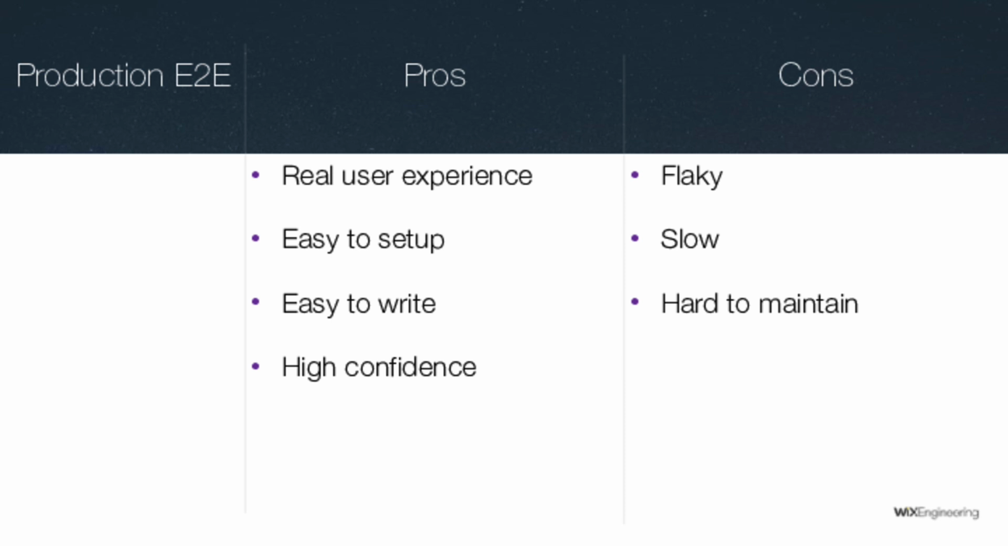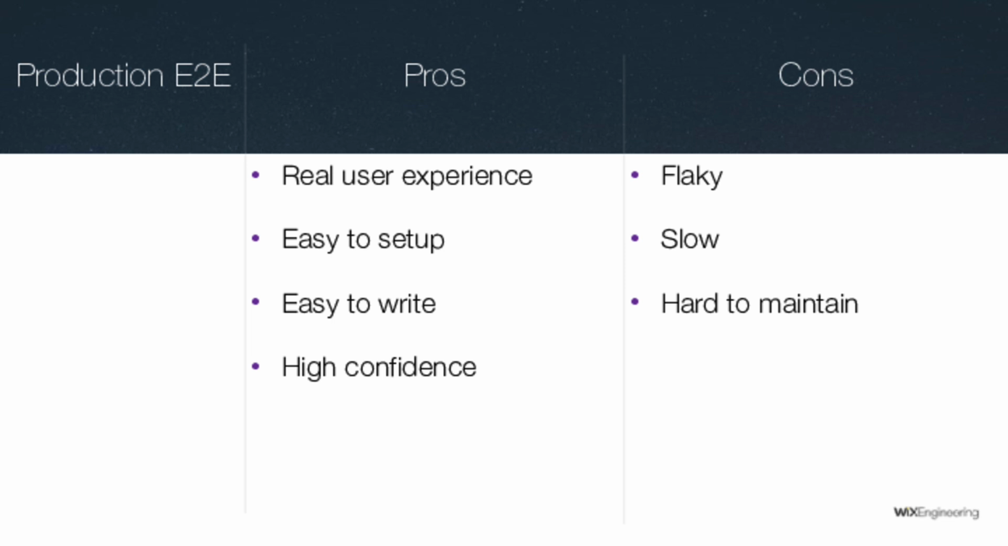It is the closest thing to a real user, and it has many uncontrollable variables, and each can affect the test outcome, of course. If the network is down, the test will fail. If any server has issues, the test will fail. If you get a different A/B test variant in each run, of course, the test will fail. So the pros of production E2E is that these tests are as close as possible to a real user experience.